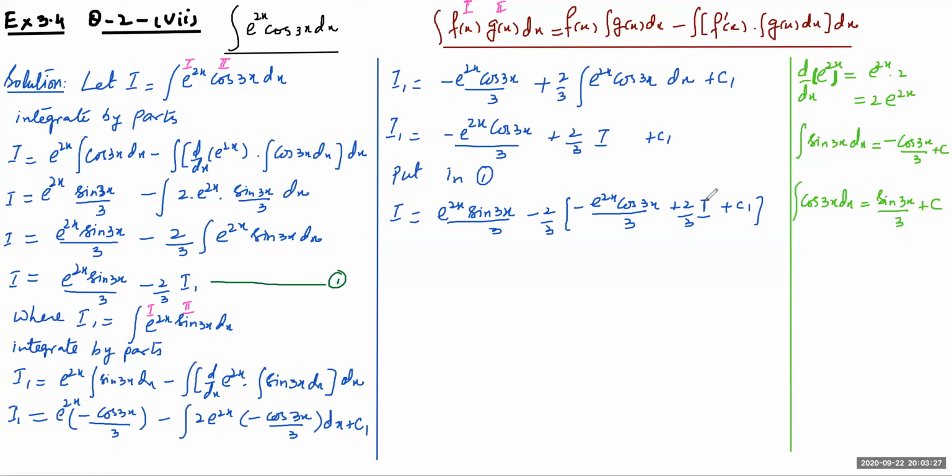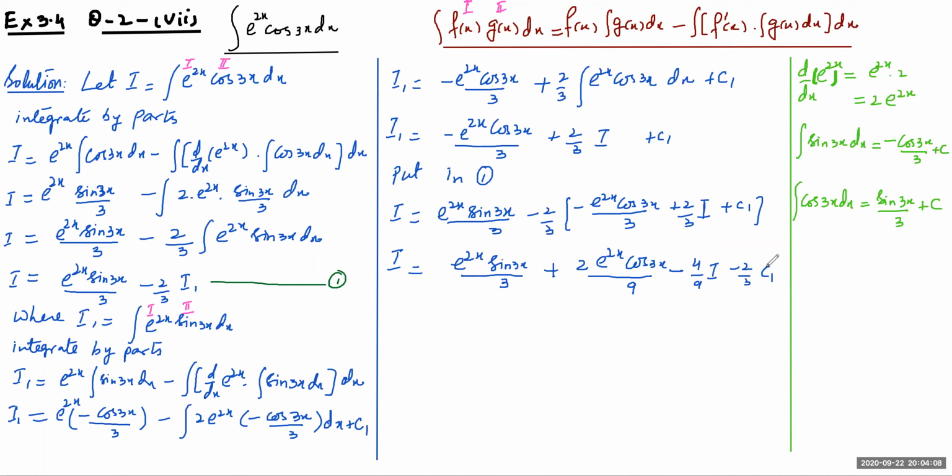So open up the bracket now and you will see I is equal to e^(2x) sin 3x by 3 minus, and minus plus 2 e^(2x) cos 3x by 9, and minus and plus give me minus, minus, and I have 4 by 9 I and minus 2 by 3 C1.